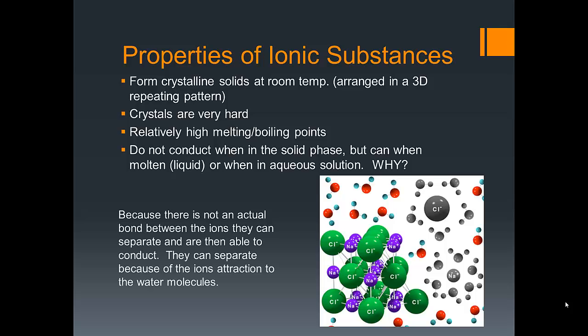So here we have a picture of dissolving in water. Again, because there's not an actual bond between the ions, they can separate and are then able to conduct. They can separate because of the ion's attraction to the water molecules. So here we have polar water. It can pull the crystal apart, surround the different ions with the appropriately charged end of the water molecule, and that kind of keeps them away from each other. Once the ions are separated, now they can carry that charge, so it can conduct electricity.